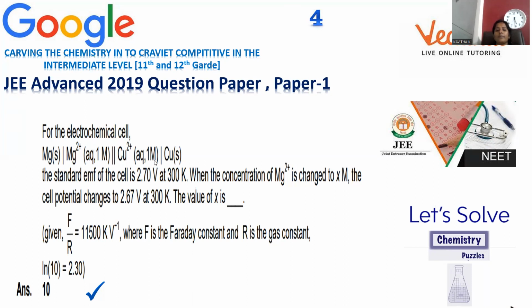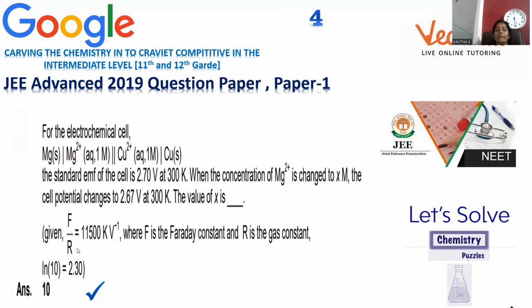This is called the cell notation. The standard EMF of the cell is 2.70 volts. The standard EMF value, E0 value, is given as 2.70 volts at 300 Kelvin temperature. When the concentration of magnesium plus 2 is changed to X molar, the cell potential changes to 2.67 volts at 300 Kelvin. The value of X, the concentration we are changing to, is to be identified.